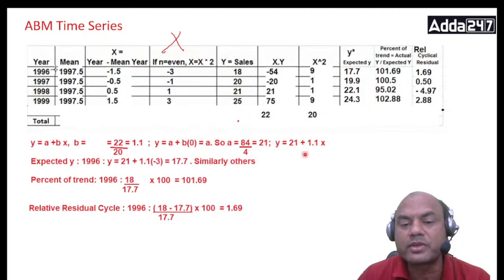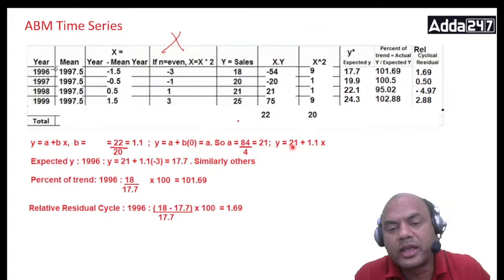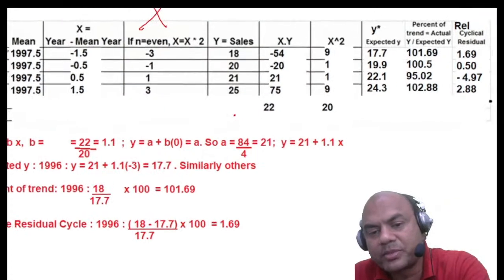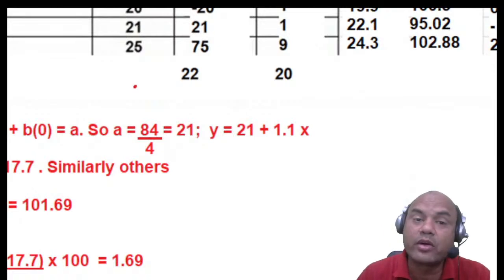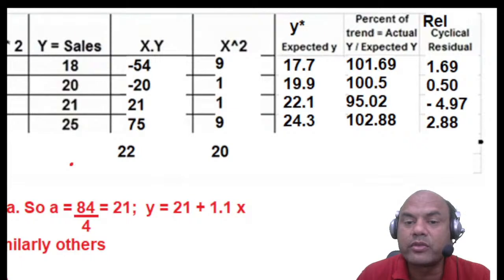So now what is the equation? Y equals a plus bx. So 21 plus 1.1 into x, right? 21 plus 1.1 into x. So now we have got the equation for y. Now you can find out the estimated value of y.